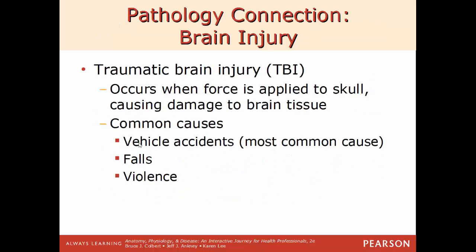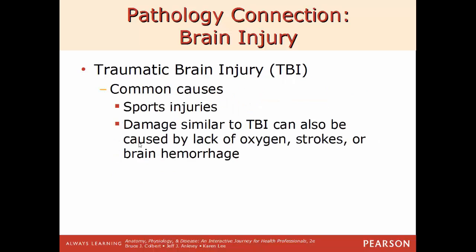All right, now we'll talk about our next pathology connection. We'll talk about brain injury. The first one, TBI, a traumatic brain injury. This occurs when you have force applied to the skull, causing damage to the brain tissue. Some common causes: a car accident, which is the most common cause, violence, or various falls. It can also be caused by sports injuries.